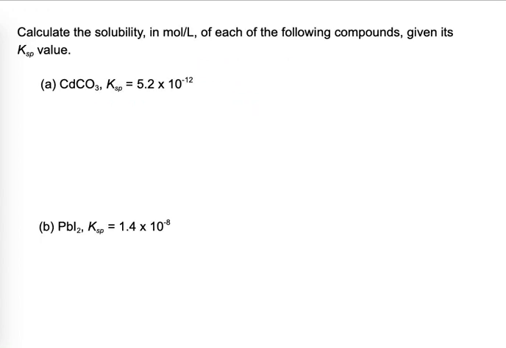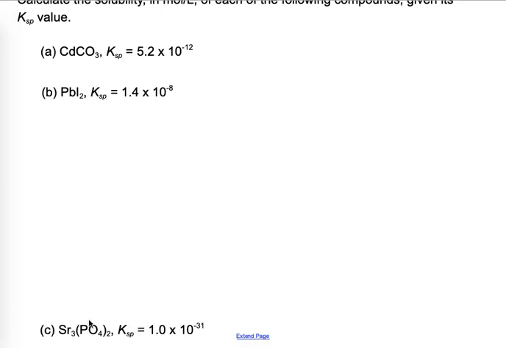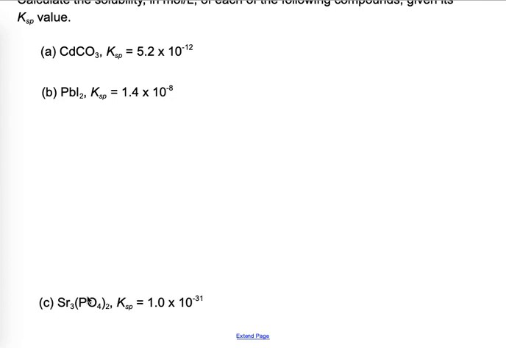Now, let's go in the other direction. Suppose I give you the Ksp value for the ionic compound and I want you to calculate the solubility. Well, we simply go in the opposite direction. Let's do the second one here, lead-2 iodide, and you can do the first and the third on your own, if you feel like it.